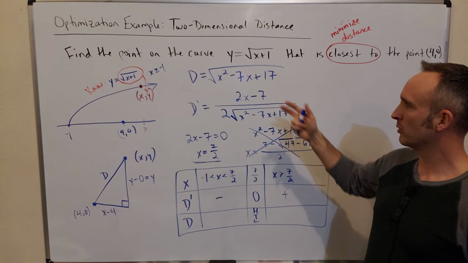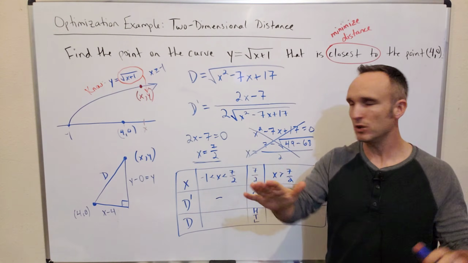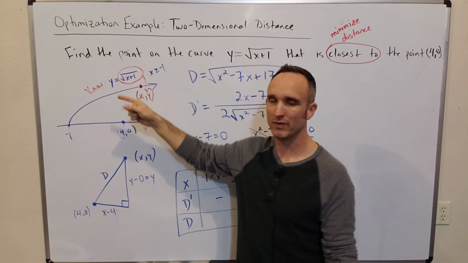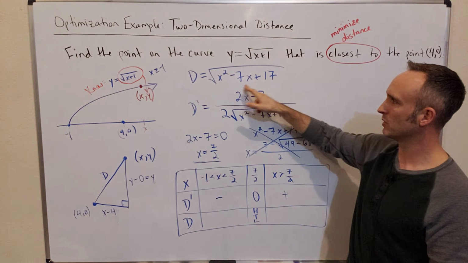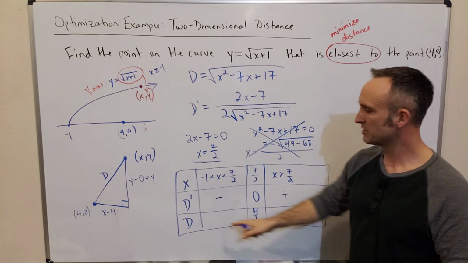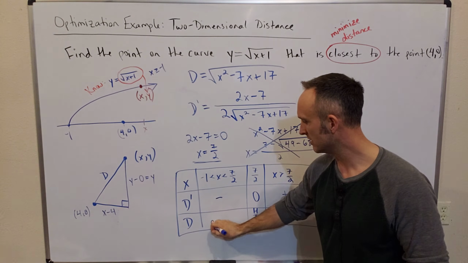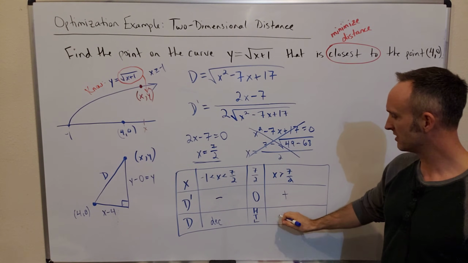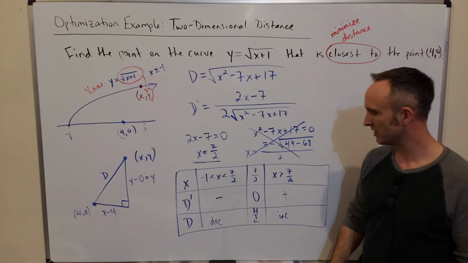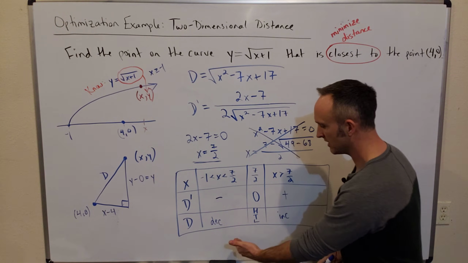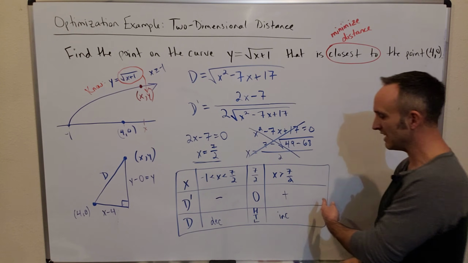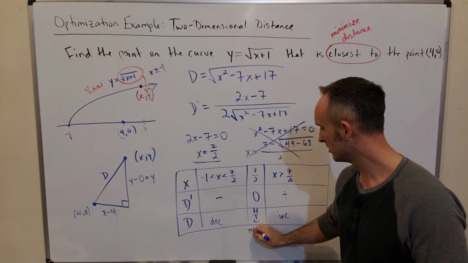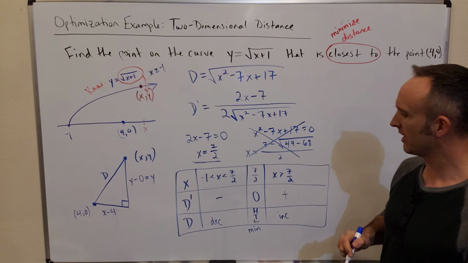So we have this square root function. By the way, don't confuse this. This distance function is not the same thing as this graph. This is the graph of the square root of x plus 1, not the graph of the square root of x squared minus 7x plus 17. So this particular distance decreases for these x values, and the distance increases for the x values bigger than 7/2. So if the function is decreasing, hits this horizontal tangent line, and then starts increasing, then this has to be the absolute minimum, okay, at x equals 7/2.